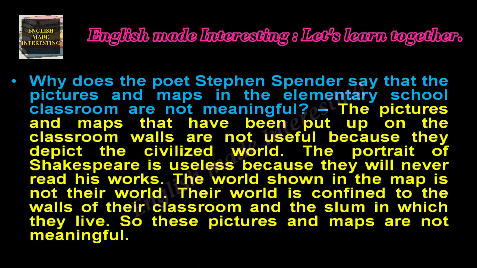Why does the poet Stephen Spender say that the pictures and maps in the elementary school classroom are not meaningful? The pictures and maps that have been put up on the classroom walls are not useful because they depict the civilized world. The portrait of Shakespeare is useless because they will never read his works. The world shown in the map is not their world. Their world is confined to the walls of their classroom and the slum in which they live. So, these pictures and maps are not meaningful as far as these children are concerned.